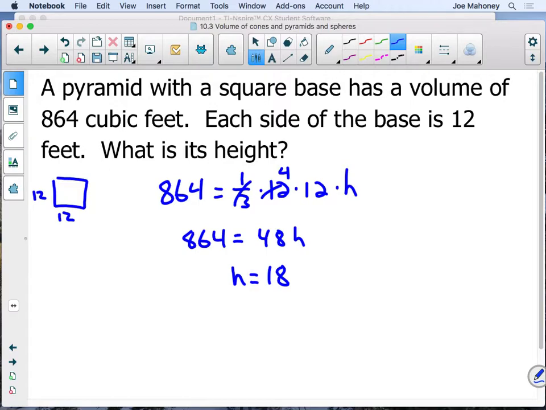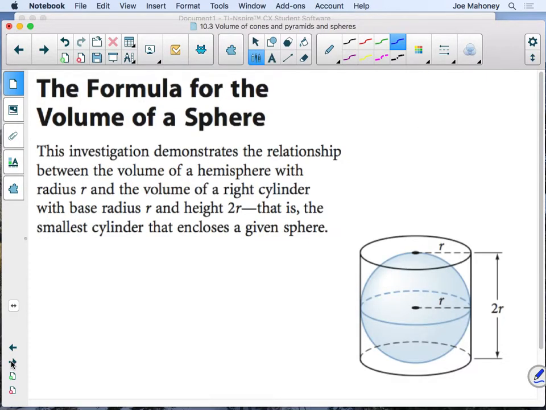So let's move on now to spheres. We're going to do spheres kind of the same way, but notice the setup for the sphere. We're going to compare a sphere whose radius we're going to call some length r. So the diameter of the sphere is 2r. And we're going to compare it to a cylinder that has a height of 2r and a radius of r as well. So it's the smallest cylinder that encloses a given sphere. Think of a tennis ball in a can or something like that.